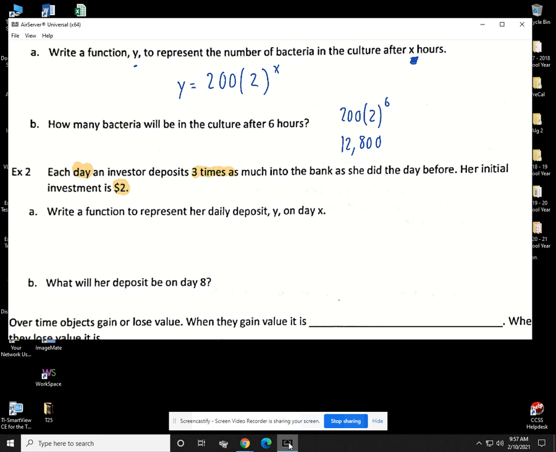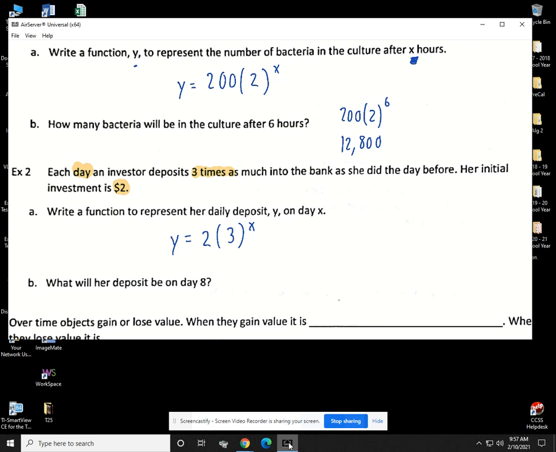It says write a function to represent our daily deposit. That's Y. We know that that replaces A. That's my accumulated value. We'll talk about it in a second. Then we've got P. That's my initial amount. What was that initial investment? $2. It's tripling, so we use a base of 3. And then, of course, on day X, so we replace T with X. So my equation is Y equals 2 times 3 to the X power.